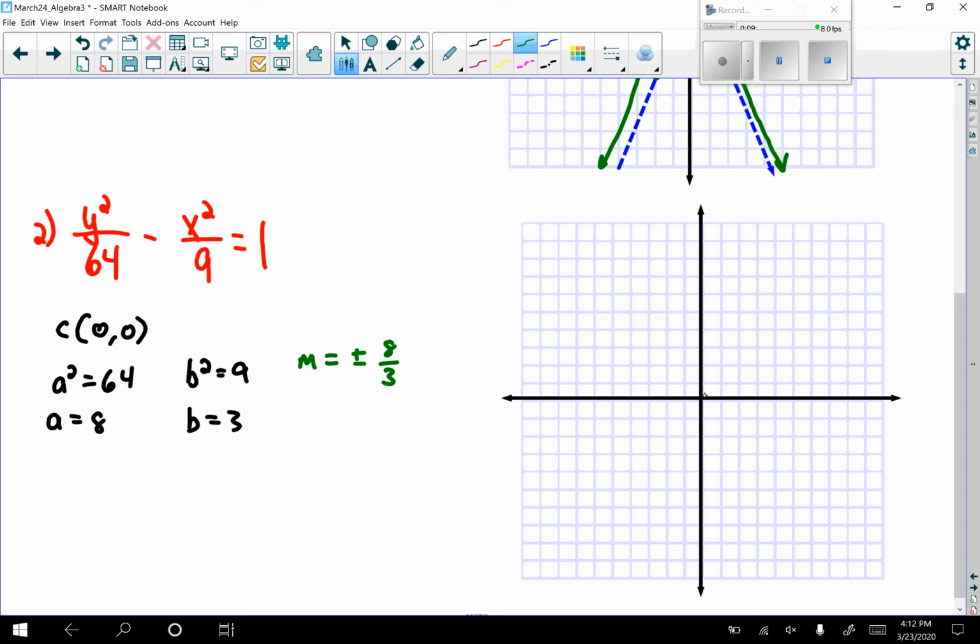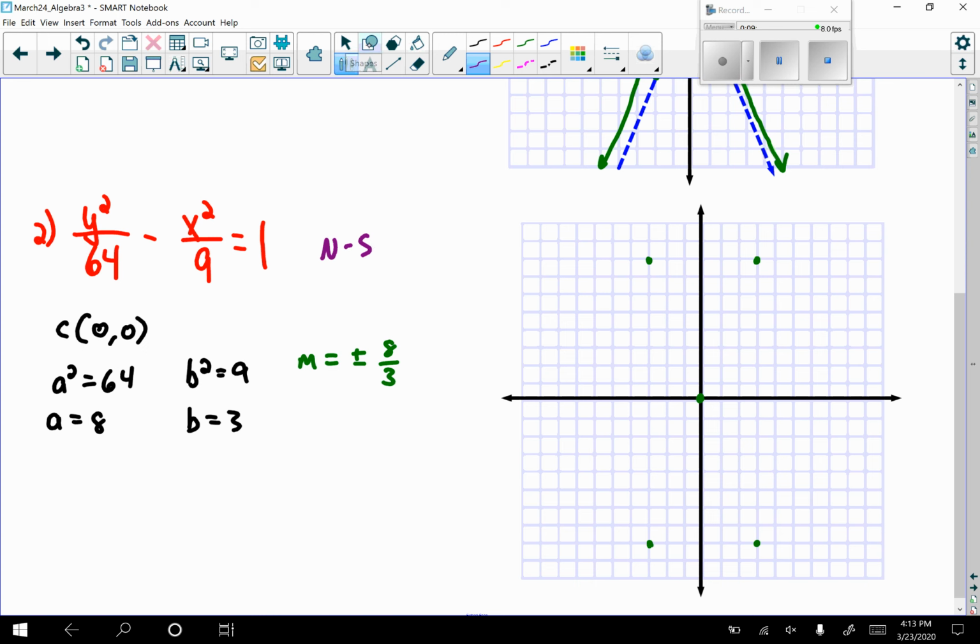And then we could plot our center at 0, 0. I'm going to count up 8 over 3, down 8 over 3, and then up 8 over 3 in the other direction. Same thing down here. And we didn't go over what direction this is. Notice the y squared comes first, so this is going to be a north-south direction for our hyperbola.